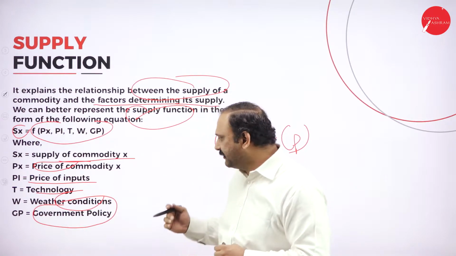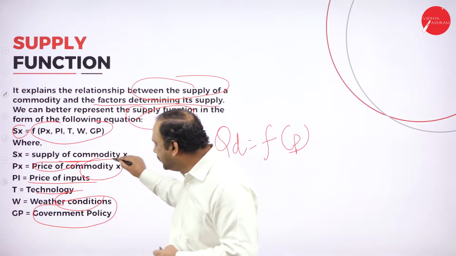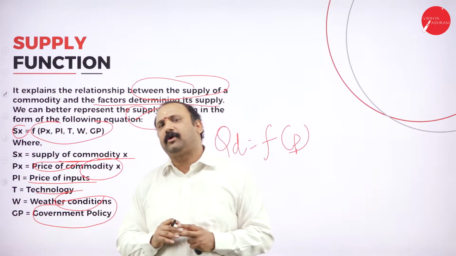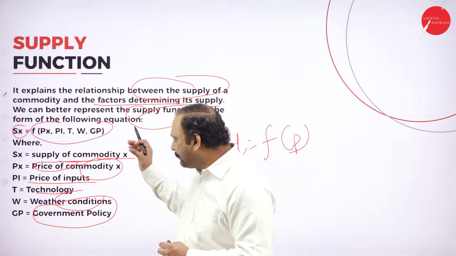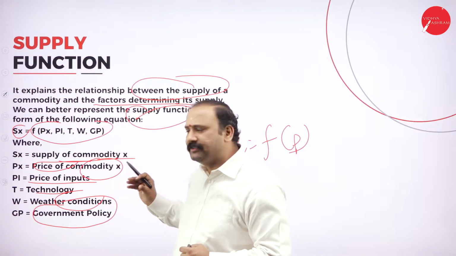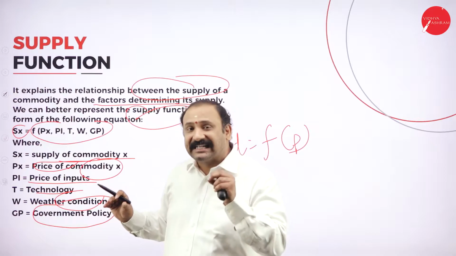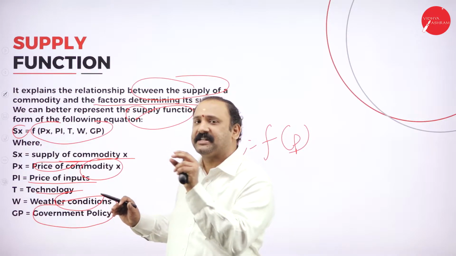So automatically the first thing is the price of the commodity. What is the price we are talking about? That price will have an impact on the supply. If the price is acceptable, automatically supply starts pulling up.